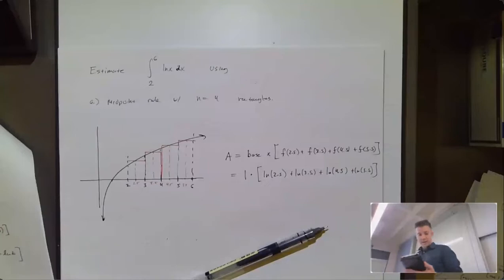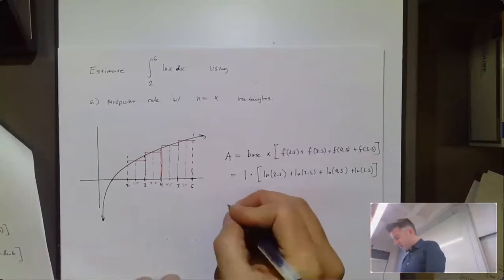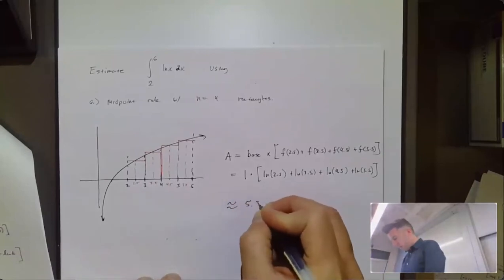I don't know why. But let's calculate the natural log of 2.5 plus the natural log of 3.5 plus the natural log of 4.5 plus the natural log of 5.5. And we get approximately 5.377.